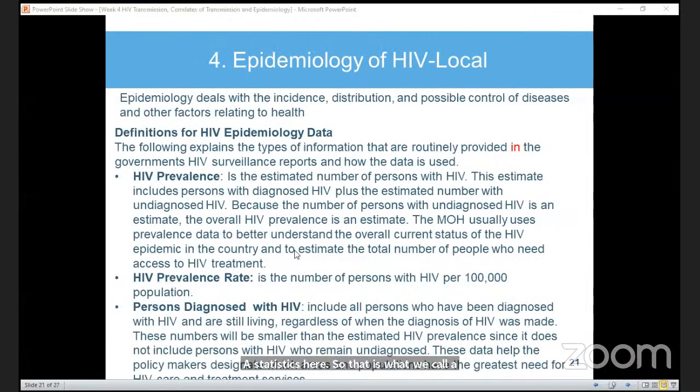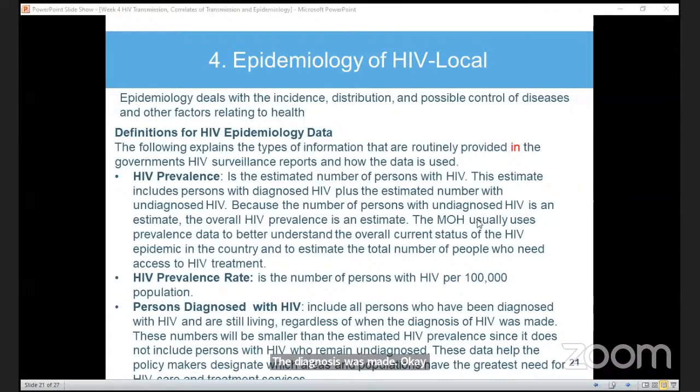Then we have persons diagnosed with the virus. Now, this one is different. For persons diagnosed, this includes all the persons that have been diagnosed with the virus and are still living, regardless of when the diagnosis was made.